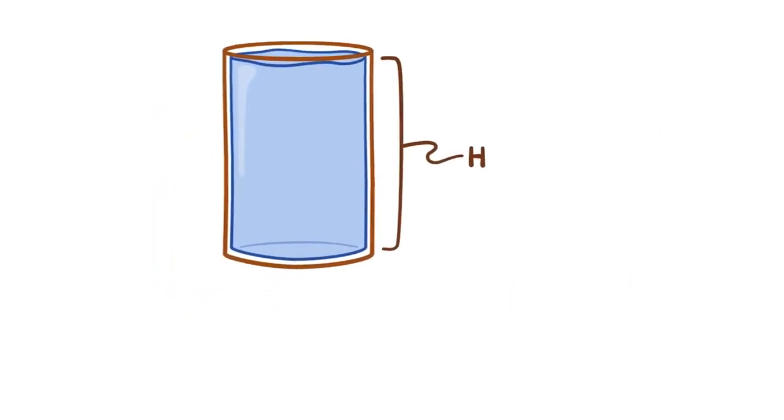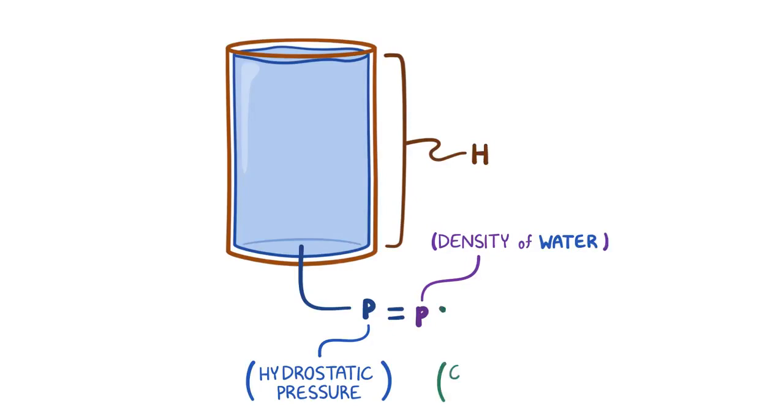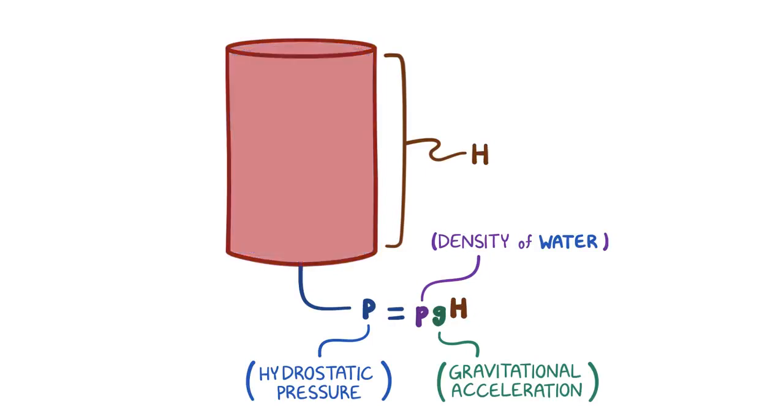And when the column is completely filled, the pressure from the water that's exerted on the bottom of the cylinder, or hydrostatic pressure, is equal to the density of the water multiplied by gravitational acceleration, multiplied by the height of the column of water above it. Blood in vertical blood vessels in upright lungs have similar hydrostatic effects.